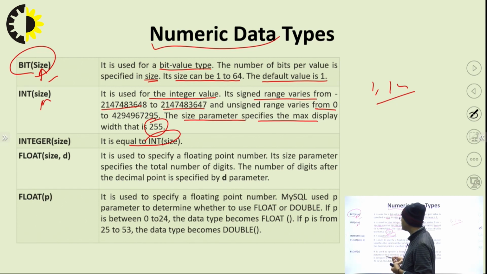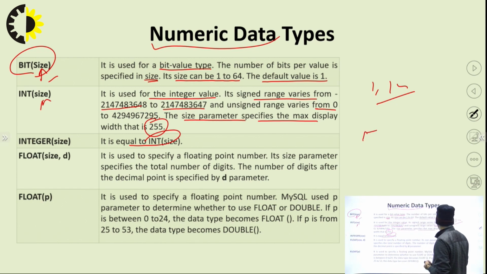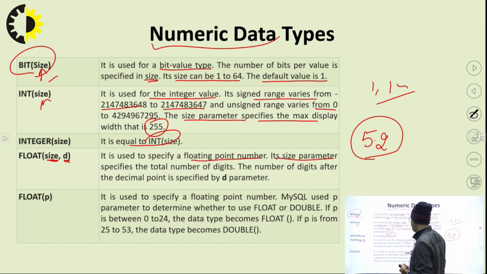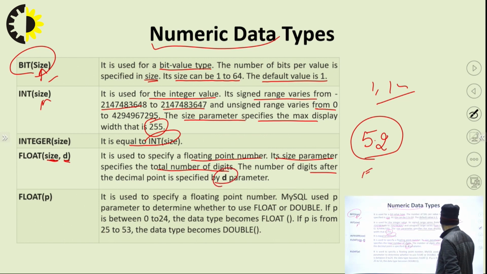The next one is FLOAT. In FLOAT(size, d), we have to specify the size and d for the decimal. It is used to specify a floating point number. Its size parameter specifies the total number of digits. The number of digits after the decimal point is specified by d. Let's suppose someone writes 5.2. Here d equals 1. If someone writes 5.22, here d equals 2. That is the d.